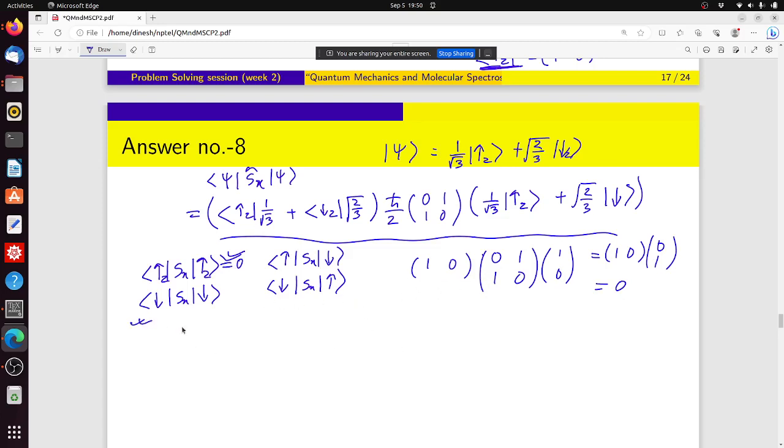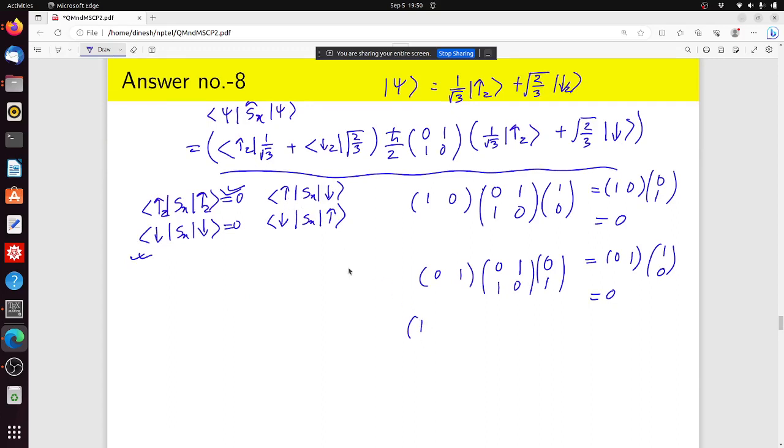Let's check this one: 0 1 0 1 1 0 0 1. So this will be 0 1, then this 1 first row column, then second row column is 1 0. Then this multiplication also gives 0, right? All these two terms are giving 0. Now let's check this term.